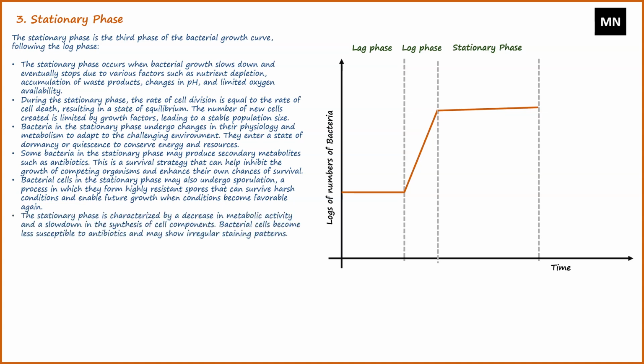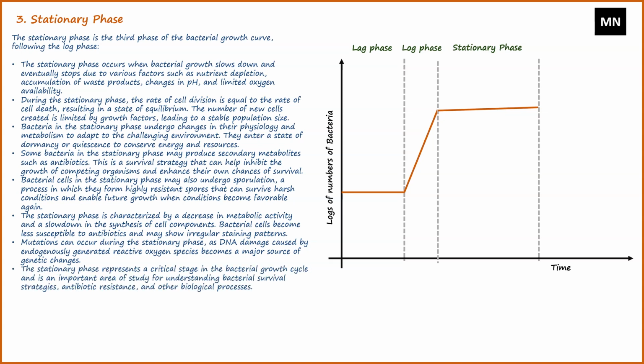The stationary phase is characterized by a decrease in metabolic activity and a slowdown in the synthesis of cell components. Bacterial cells become less susceptible to antibiotics and may show irregular staining patterns. Mutations can occur during the stationary phase, as DNA damage caused by endogenously generated reactive oxygen species becomes a major source of genetic changes. The stationary phase represents a critical stage in the bacterial growth cycle and is an important area of study for understanding bacterial survival strategies, antibiotic resistance, and other biological processes.